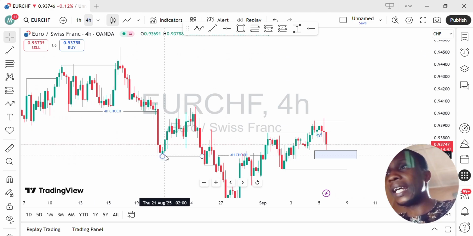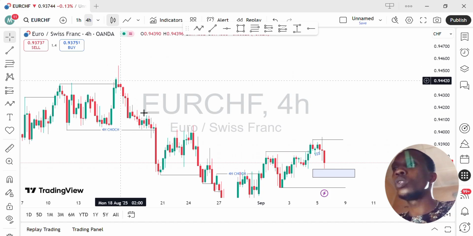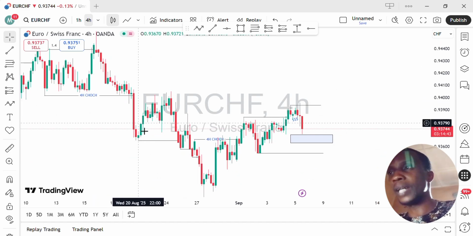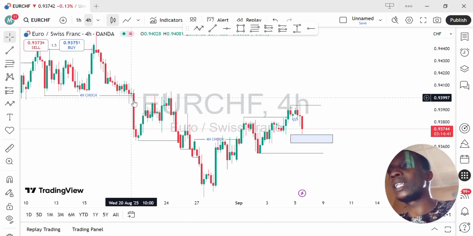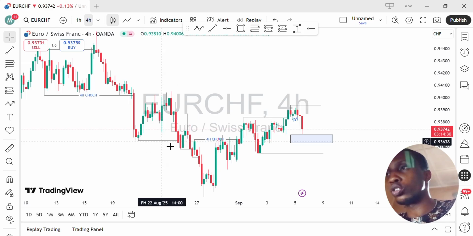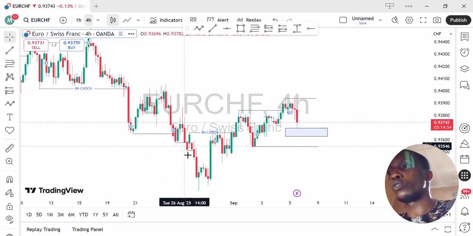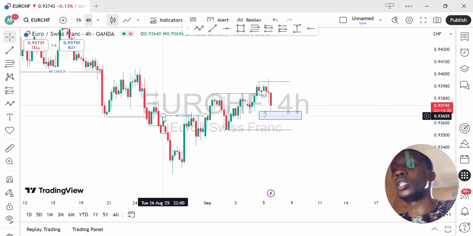This becomes the high and this becomes the low. So now price pulled back again, came back again to attempt it again. We have a valid break of structure. We also have another valid break of structure, and we also have another valid break of structure right here. This becomes the low, this becomes the high right here, and this becomes the low.